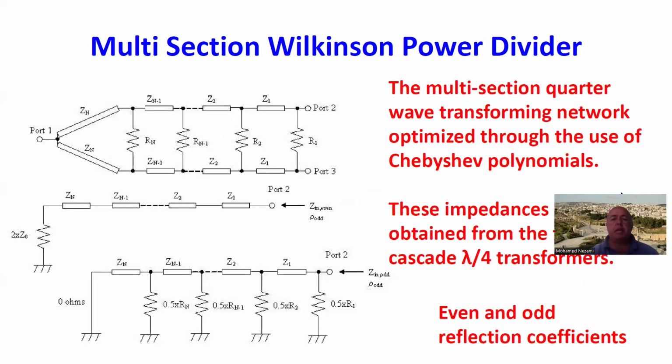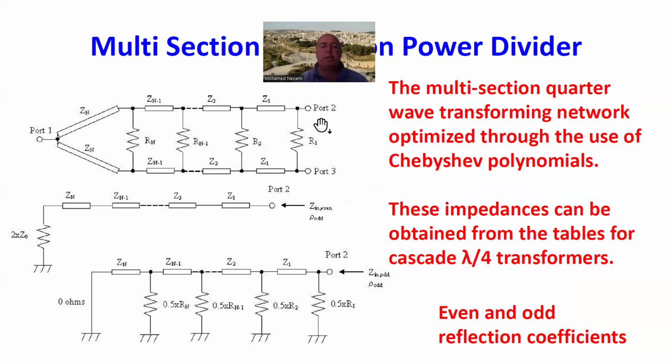Now, like I said, the analysis of the multi-section broadband Wilkinson dividers is based on the theory where you can treat this with odd and even modes. You terminate it by a short for odd, and by twice the characteristic impedance on this port, and start computing the reflection coefficient for this circuit and this circuit for both modes. So the multi-section quarter wave transforming network is optimized through the use of Chebyshev polynomials.